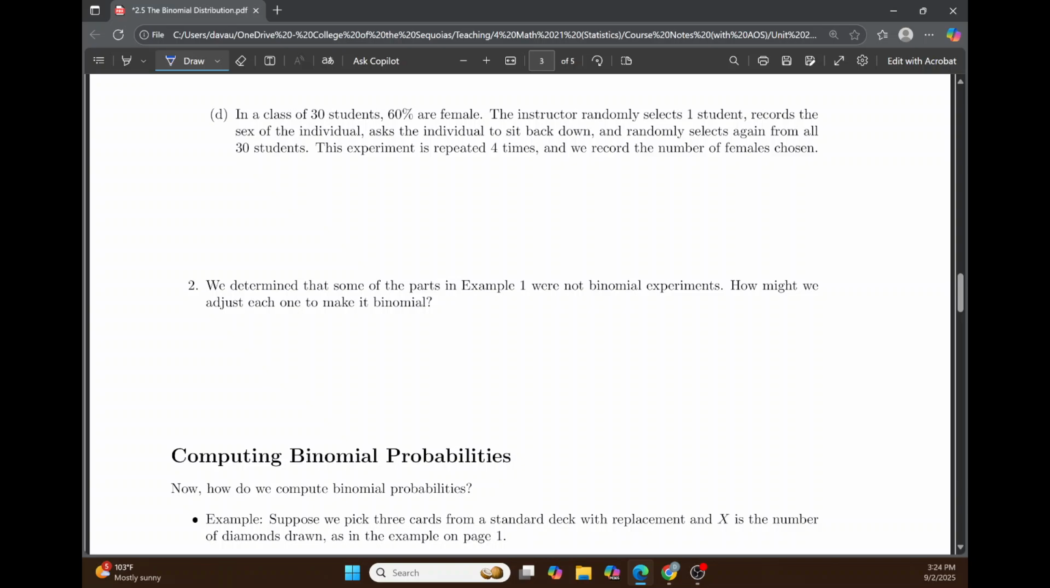Here's my solution. This is definitely a binomial experiment. It's binomial because we have a fixed number of trials, right? We're going to repeat the experiment 4 times. The probability of drawing a female is the same for each trial because we ask the individual that we choose to sit back down, and then we select again from all 30 students. And there are 2 mutually exclusive outcomes. Either you choose a female or you don't, right? So this is binomial. Success is choosing a female.